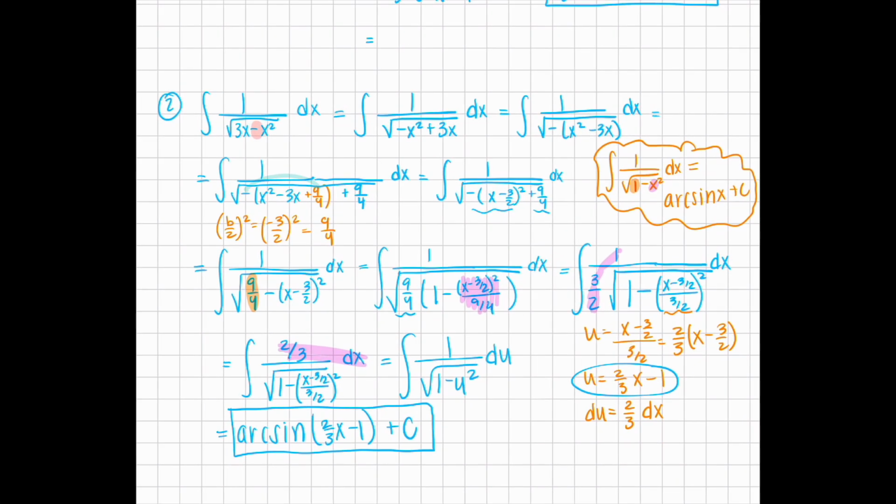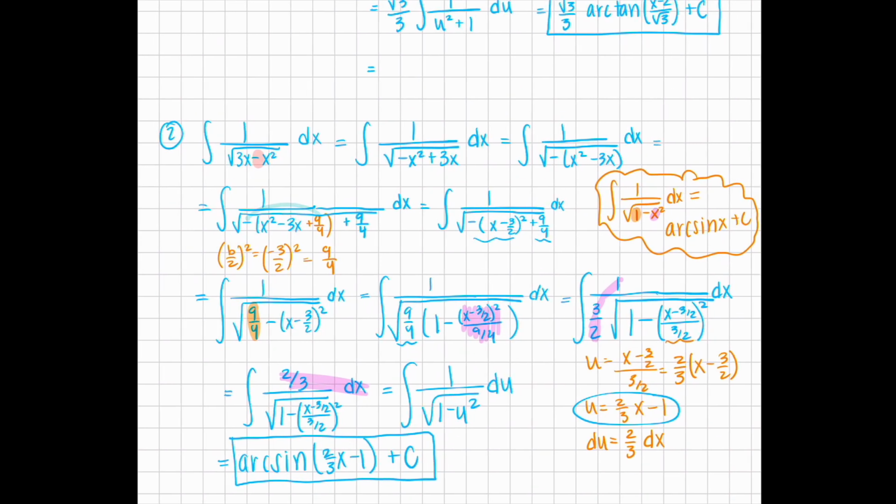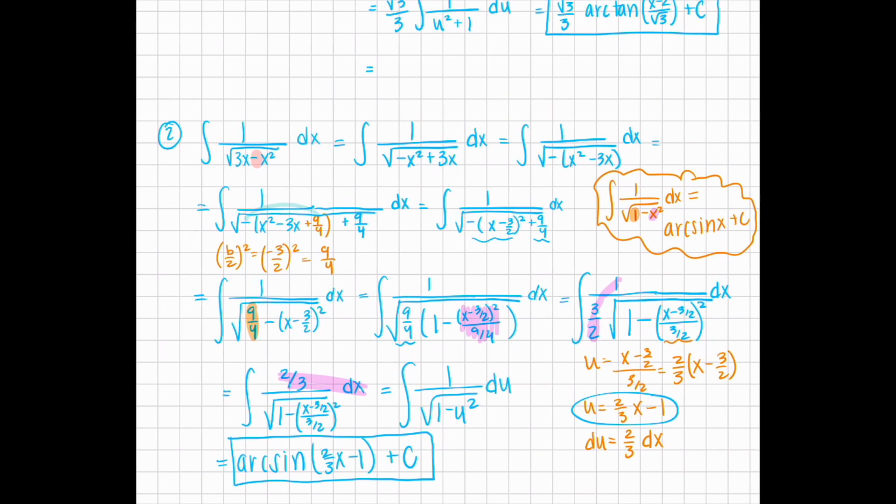So those are a couple of examples of integrating using completing the square. Thank you for watching.